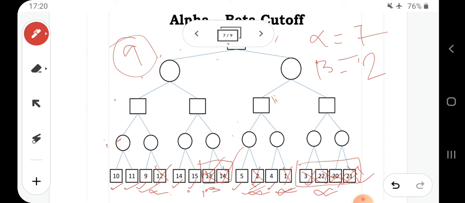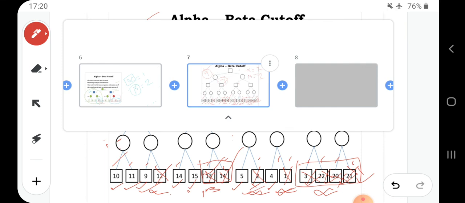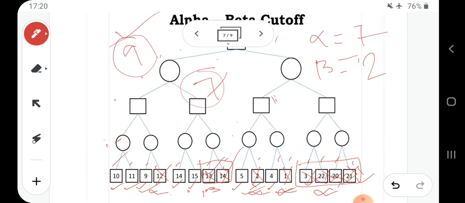So the total number of nodes we had is 1, 2, 3, 4, 5, 6, 7, 8, 9, 10, 11, 12, 13, 14, 15, 16. Out of 16 nodes, by applying alpha cutoff and beta cutoff, we have excluded the evaluation of 9 nodes, which is quite beneficial for the runtime complexity of the overall program, and we'll be only evaluating the remaining number of nodes. So in that case, we'll be only evaluating 7 nodes in total to decide the final value of the game.